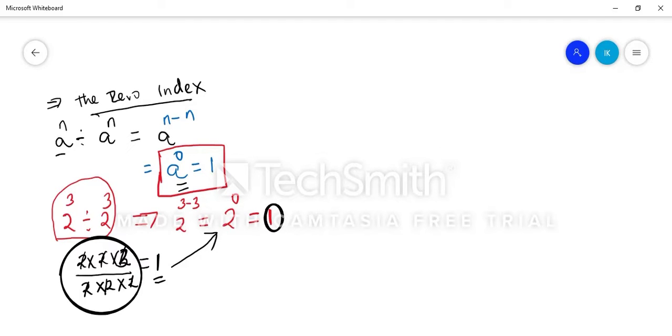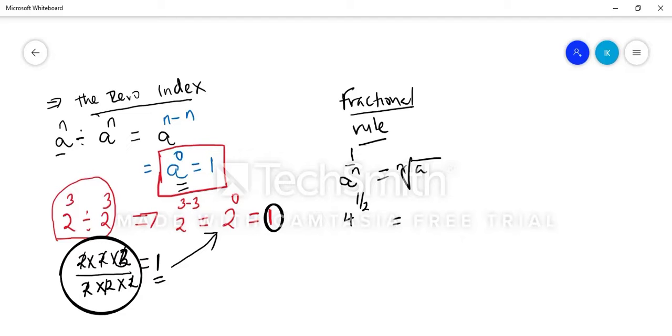We also have another rule called the fractional rule. This fractional rule states that if we have a to the power of 1 over n, then this is the same as the nth root of a. So for example, if we have 4 to the power of half, then we find the square root of 4, which is equivalent to 2.